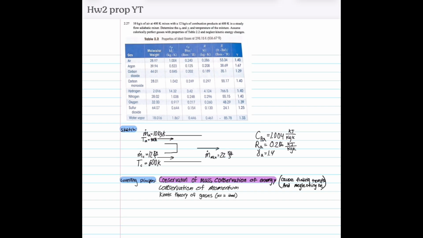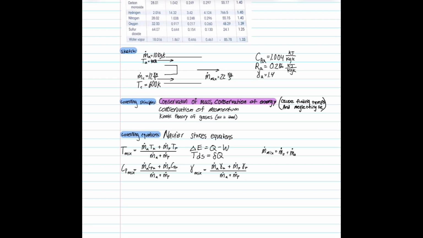So the governing principles for this problem are the conservation of mass, momentum, and energy. Because we're finding temperatures and neglecting kinetic energy, we need to incorporate those principles because they govern the world and this problem. And also the kinetic theory of gases, because air is ideal. And the governing equations, we've got Navier-Stokes equations and also these ratios of the contributions of both the air and the combustion products, contributions towards the temperature, the Cp and gamma values of the mixture.